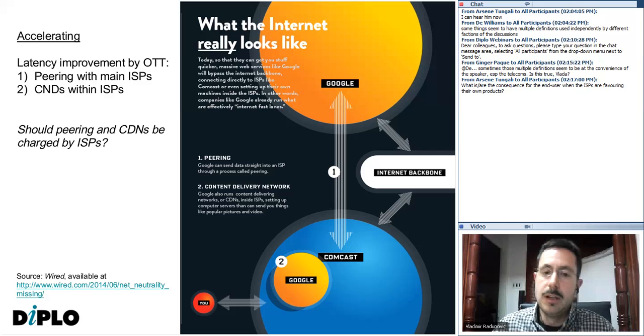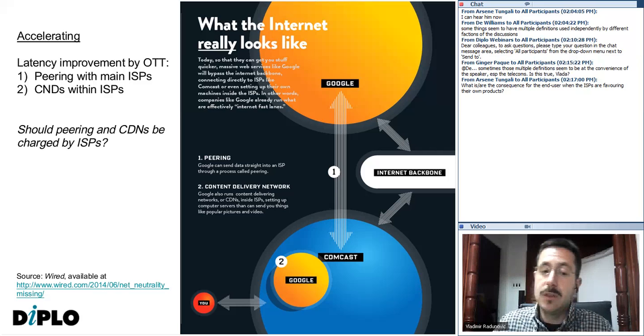The other way, because Google obviously cannot build up or connect directly to all the telecom providers around the world, it costs money. They can set up caching servers or content delivery networks, which are basically data servers to some extent, in different telecom provider facilities around the world.